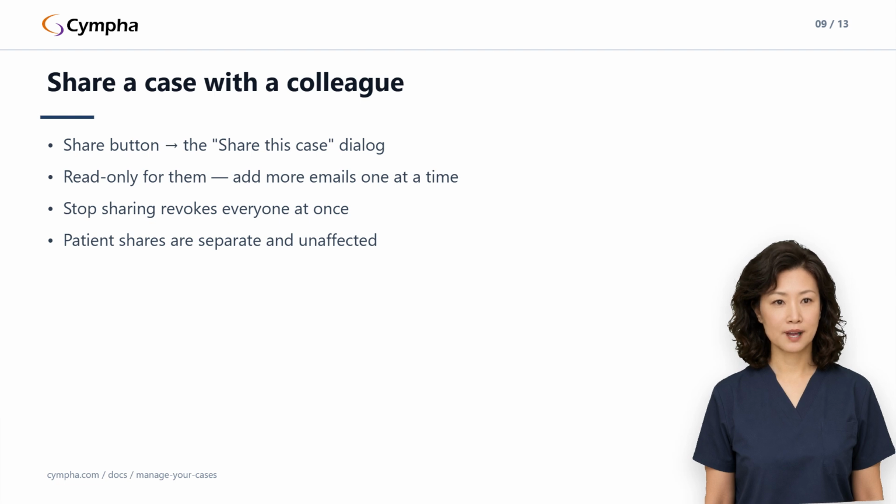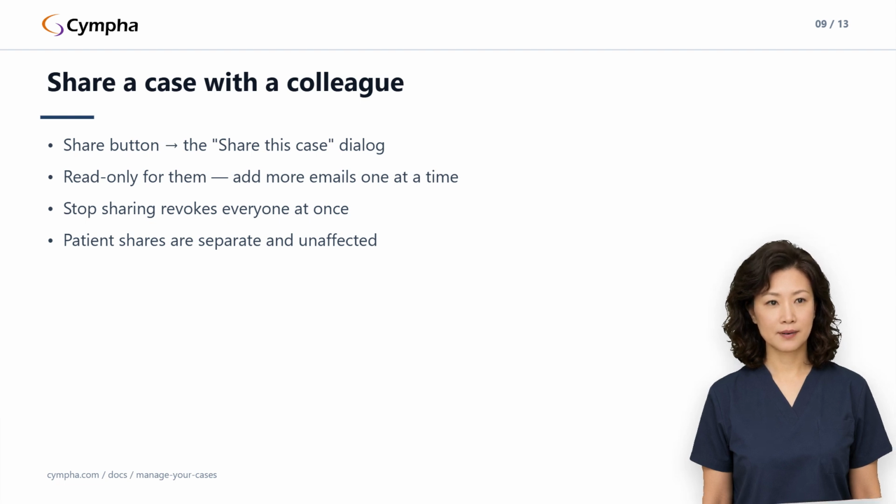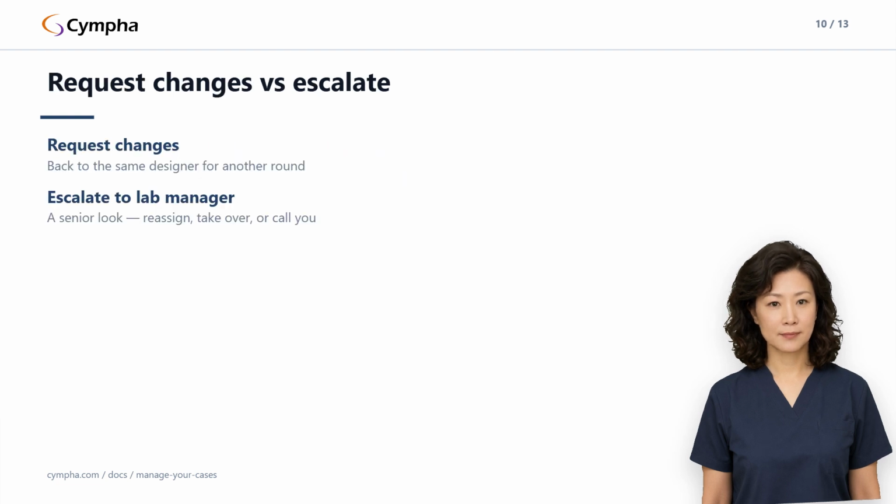When a deliverable is wrong, you have two levers, and they route differently. Request changes sends the case back to the designer who built it, for another round. That's the normal path when the work just needs iteration. Escalate to lab manager is for when a normal change request doesn't feel right, poor quality, a missed brief, and you want a more senior eye. Both buttons live on the approval page, next to the approve button.